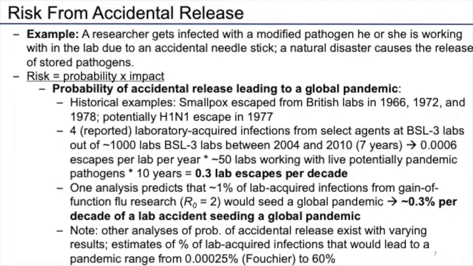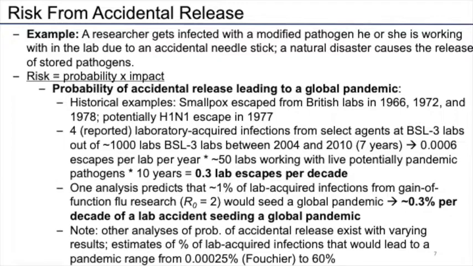So we also have to ask the question, how many of these lab infections would lead to a pandemic? One analysis that I found predicts that only about 1% of lab-acquired infections, specifically from gain-of-function flu research, and this is looking at a virus with an R naught of 2, would seed a global pandemic. So basically dividing this number further by 100, it's about a 0.3% chance per decade of a lab accident seeding a global pandemic, which again, you might think is high, you might think is low, but I think that's a good ballpark estimate.